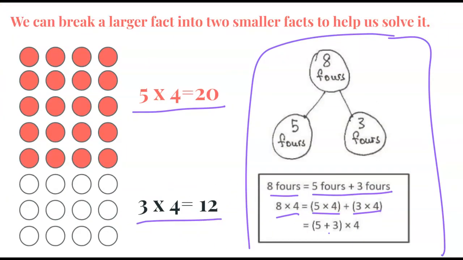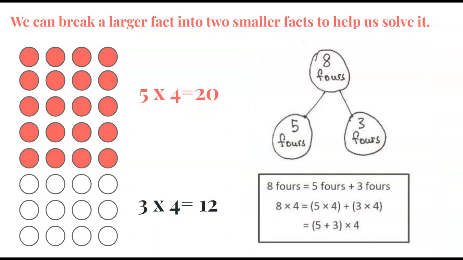Okay, so then I can take 5 plus 3, which equals 8, and multiply that by 4. Two different ways that we can do it, but we can essentially break a larger fact into 2 smaller facts to help us solve it.